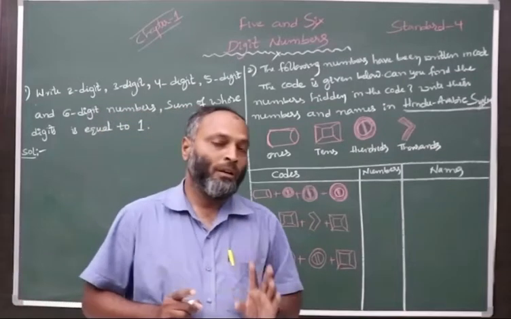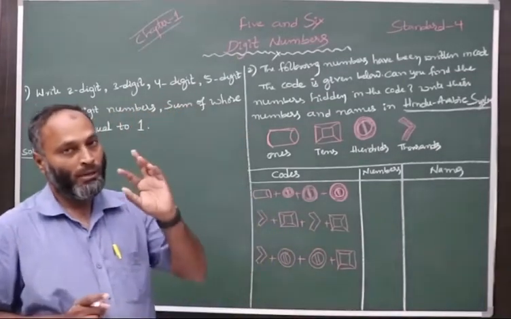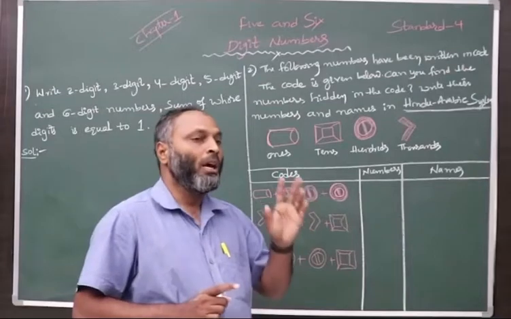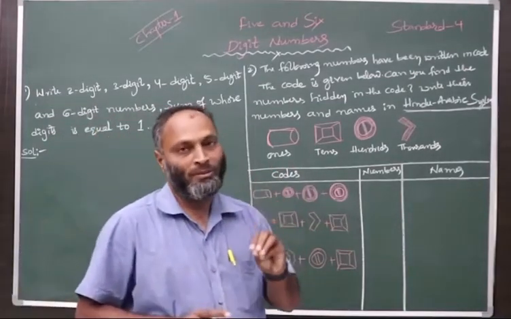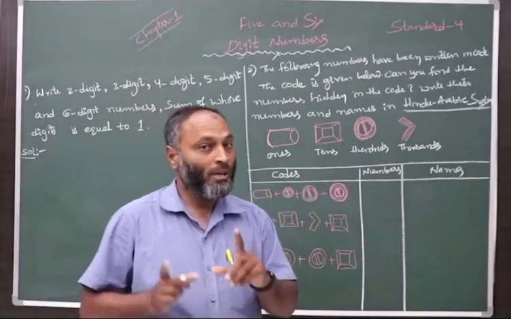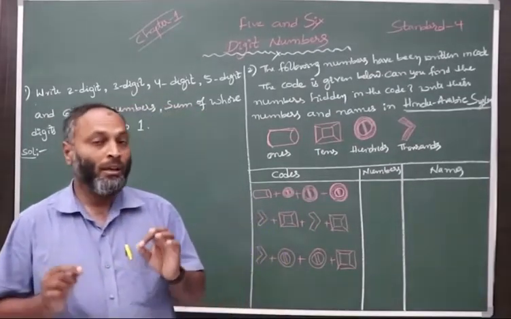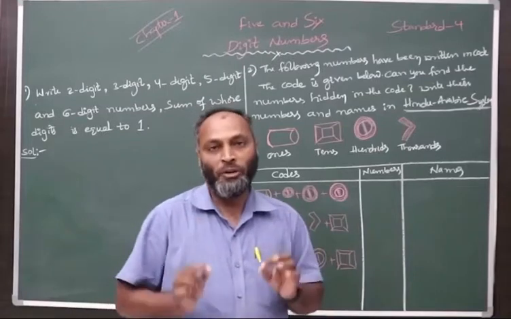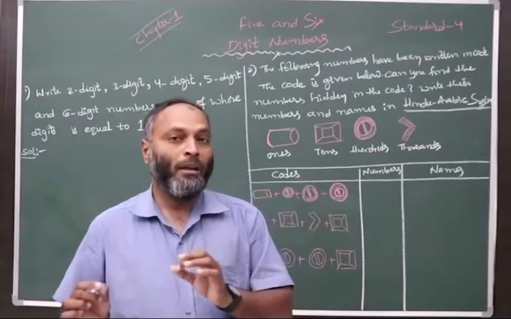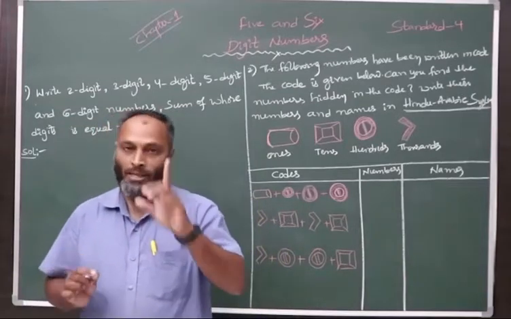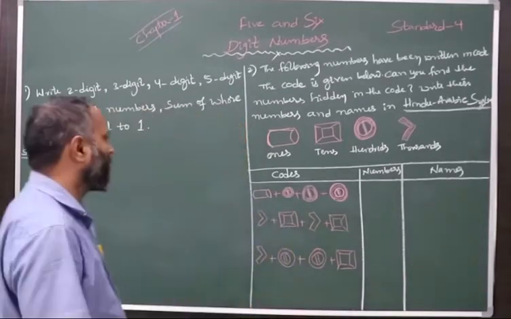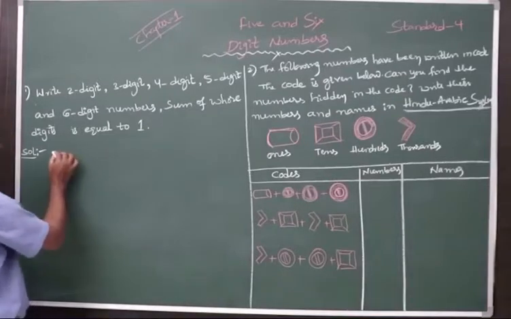We have to think and write 2, 3, 4, 5, 6-digit numbers, and the condition is given. In the condition it is clearly mentioned that if we add the digits of those numbers, then we should get 1 as the answer. Then check here. First, the 2-digit number.